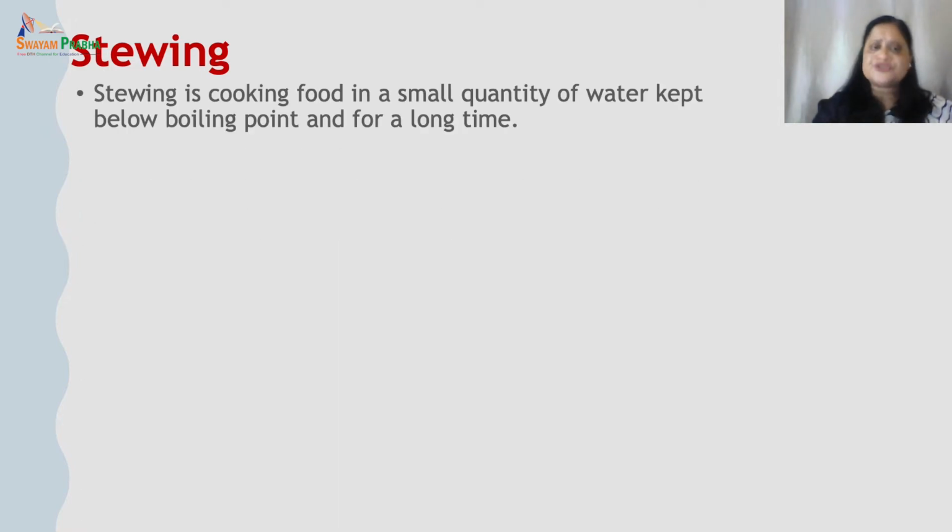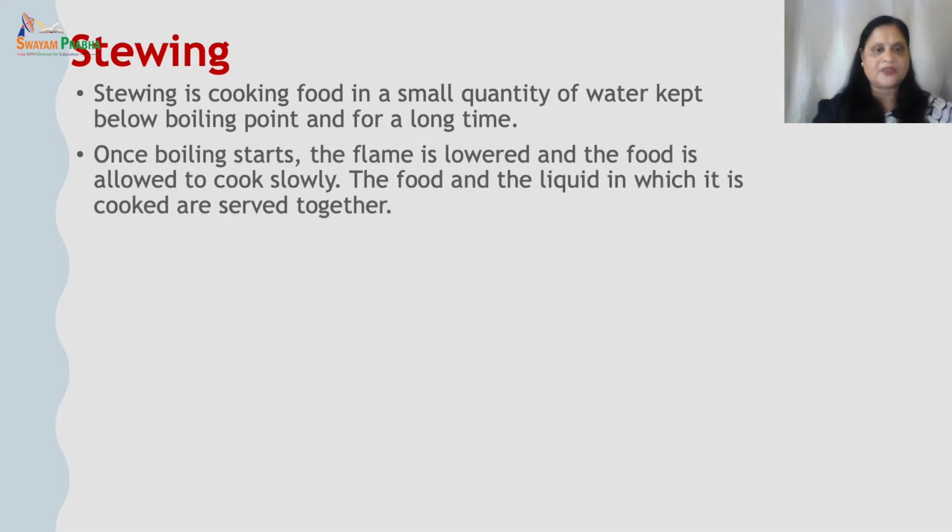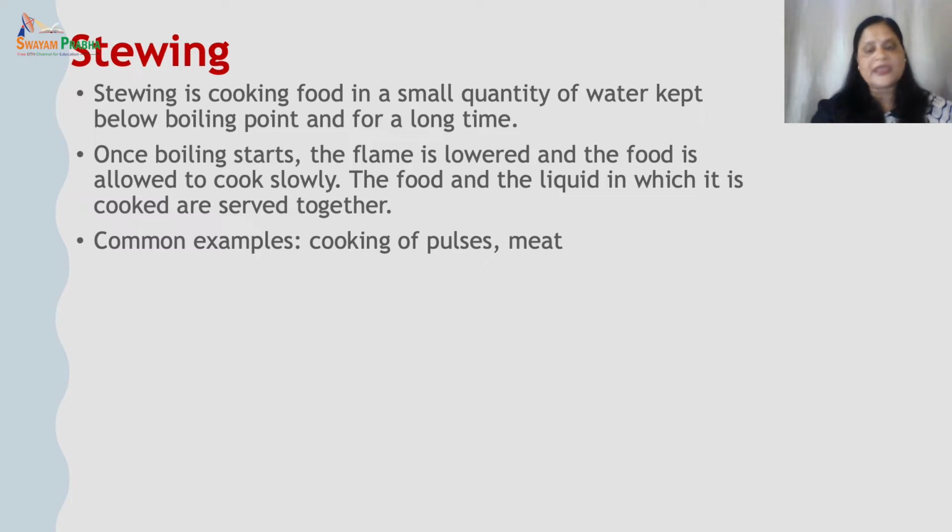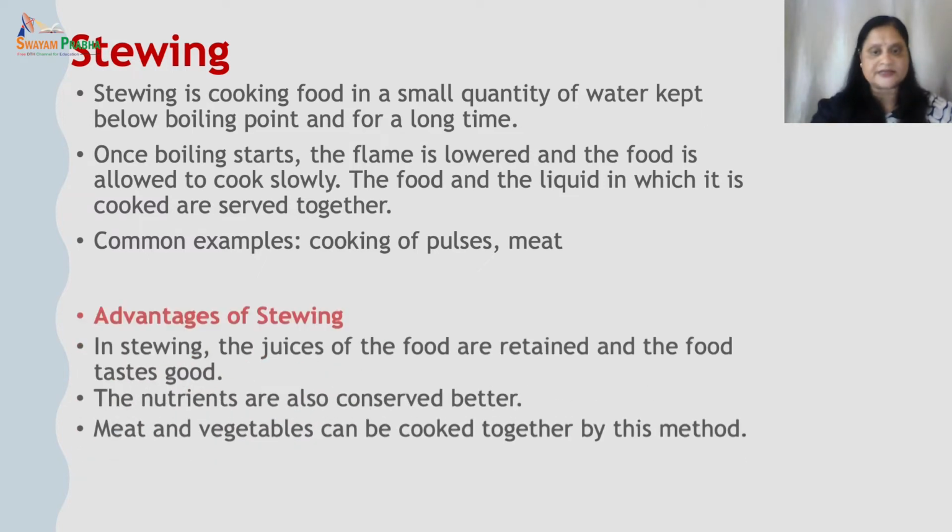The next method in our moist heat method is stewing. Stewing is cooking food in a small quantity of water kept below boiling point and for a long time. Once boiling starts, the flame is lowered and food is allowed to cook slowly. The food and the liquid in which it is cooked are served together. Common examples include cooking of pulses and meat.